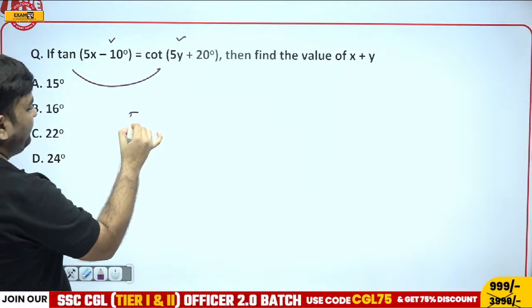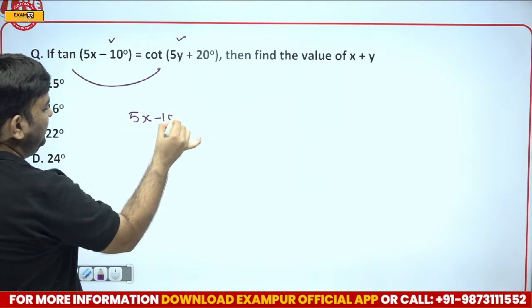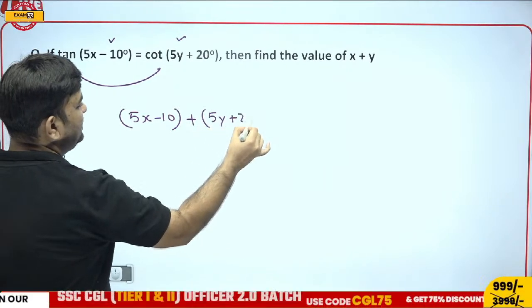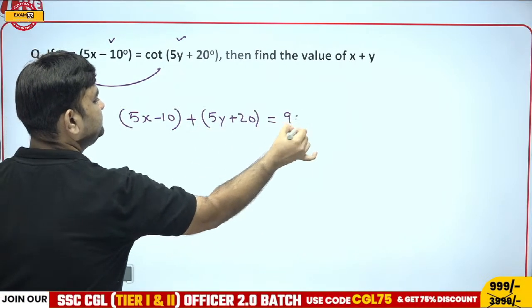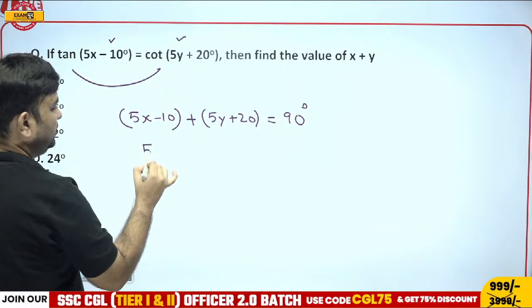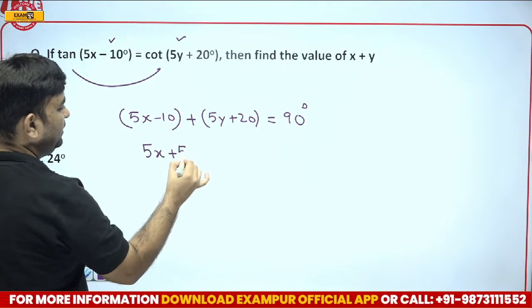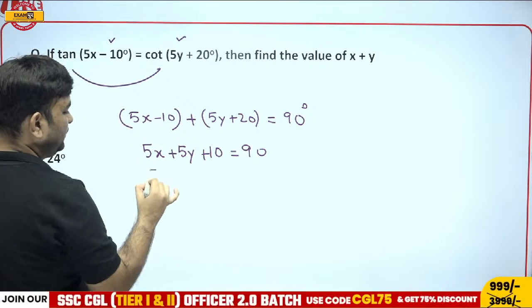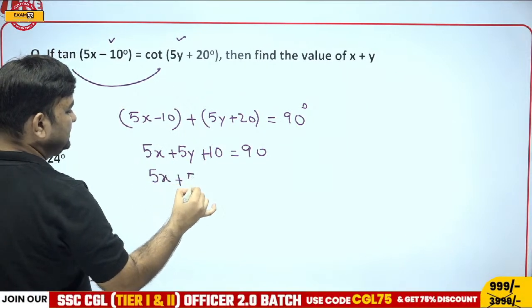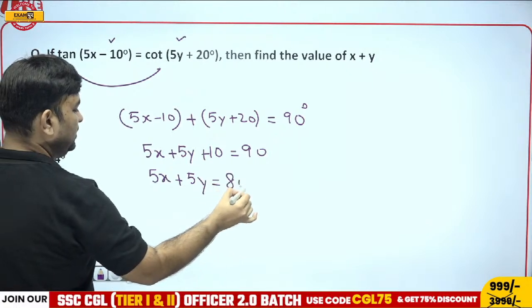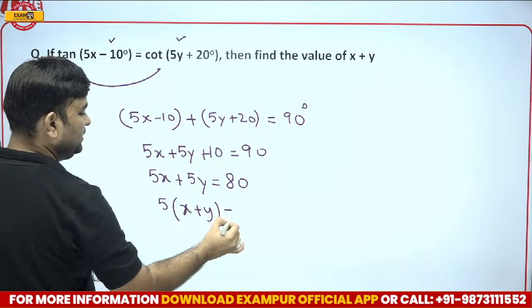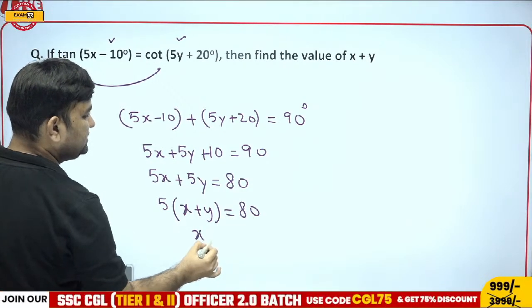So you will say, sir, 5x minus 10, the first angle, plus the second angle, 5y plus 20 is equal to 90. 5x plus 5y plus 10 is 90. 5x plus 5y is 80. Take 5 common, x plus y is 16.